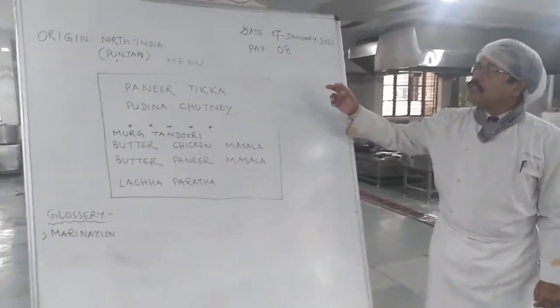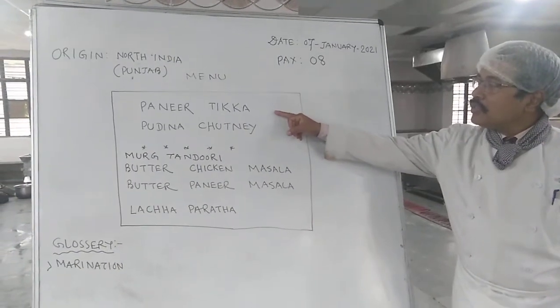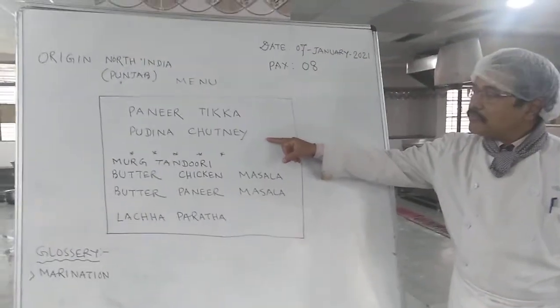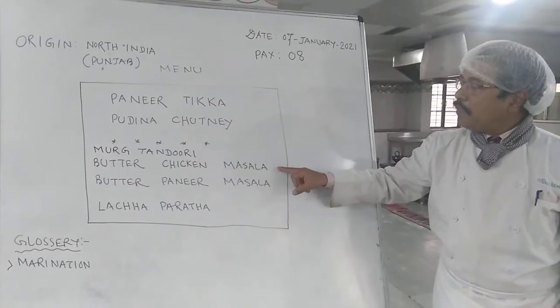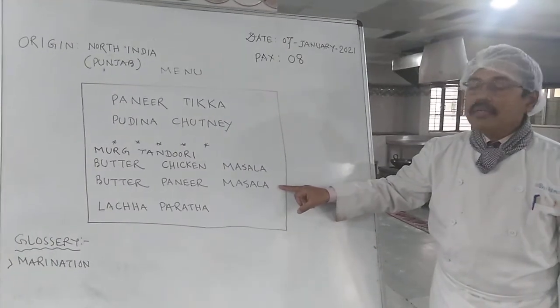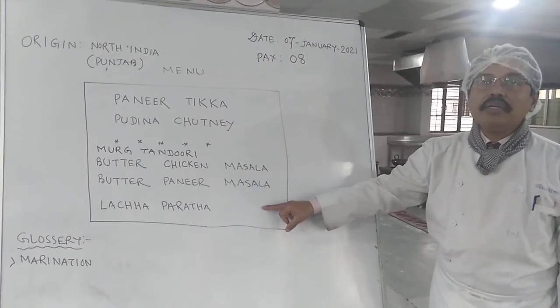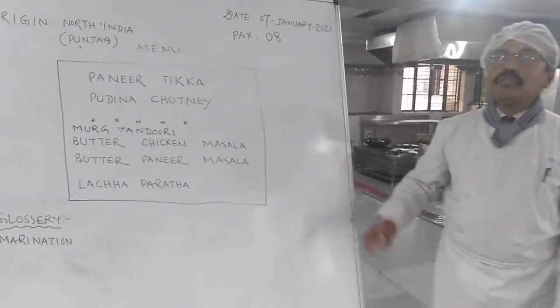Today's menu consists of paneer tikka, pudina chutney, murg tandoori, butter chicken masala, butter paneer masala, and lachha paratha. Just have a look at the board, and how the menu is written on the board.